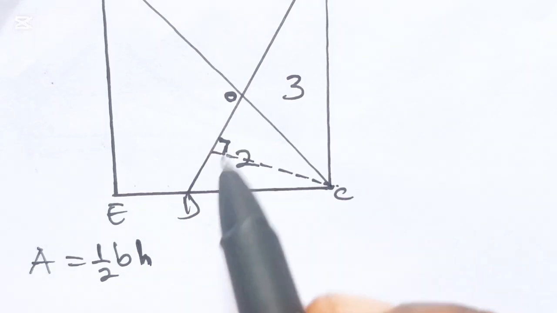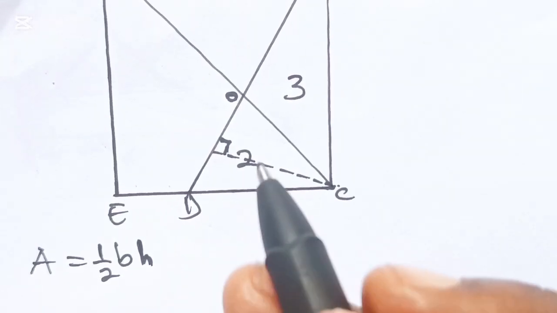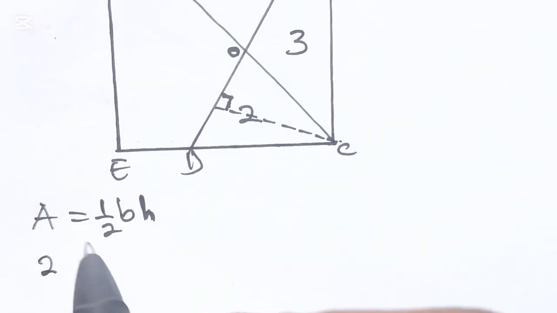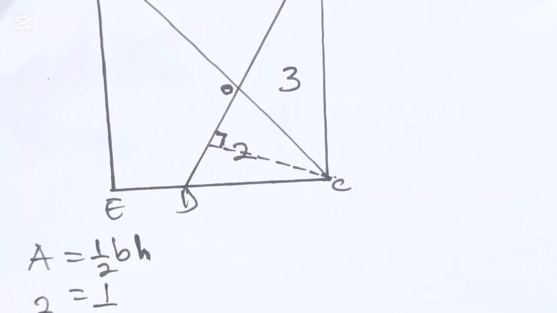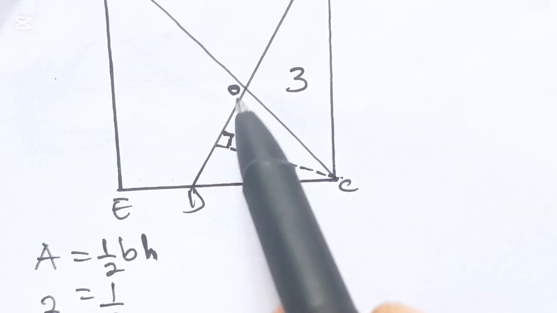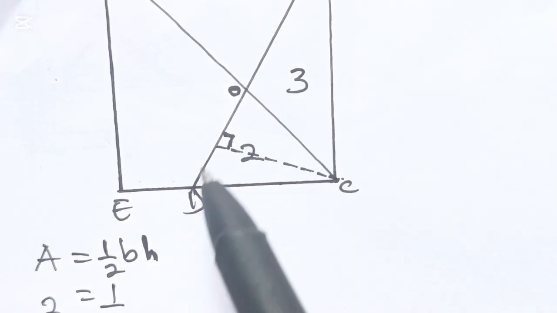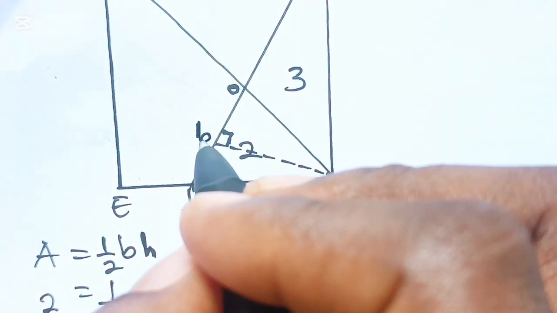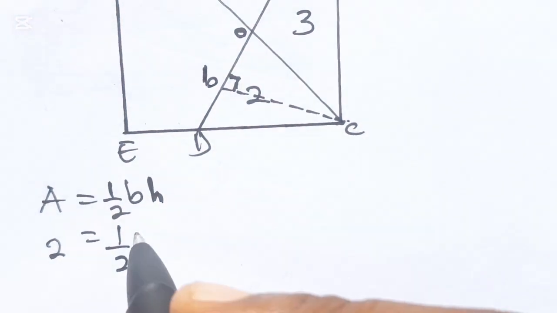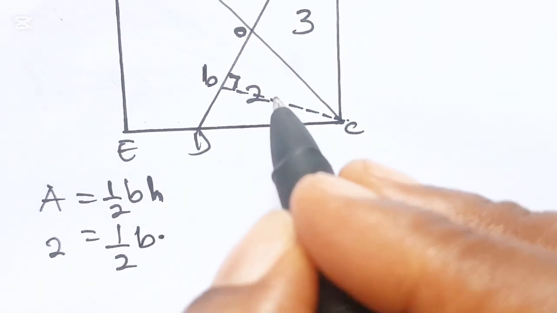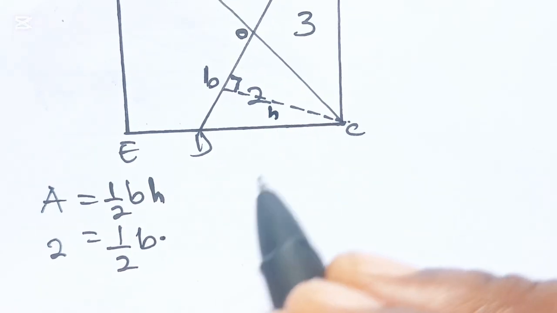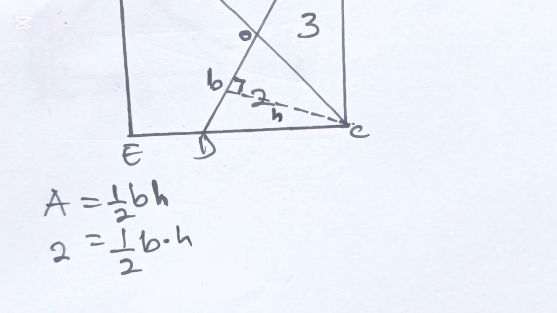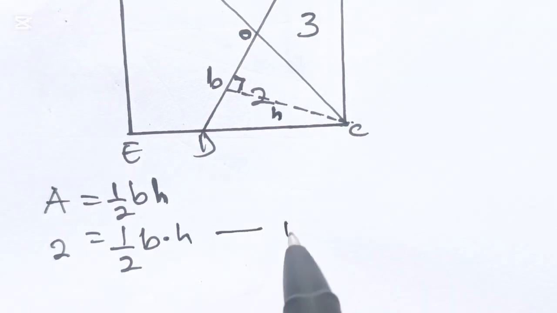If we take the area of this particular triangle, which is 2, it means that 2 is equal to half times the base, which is OD. Let's call this base small b. So it's going to be b multiplied by this height, let's call it H. Let's call this equation 1.